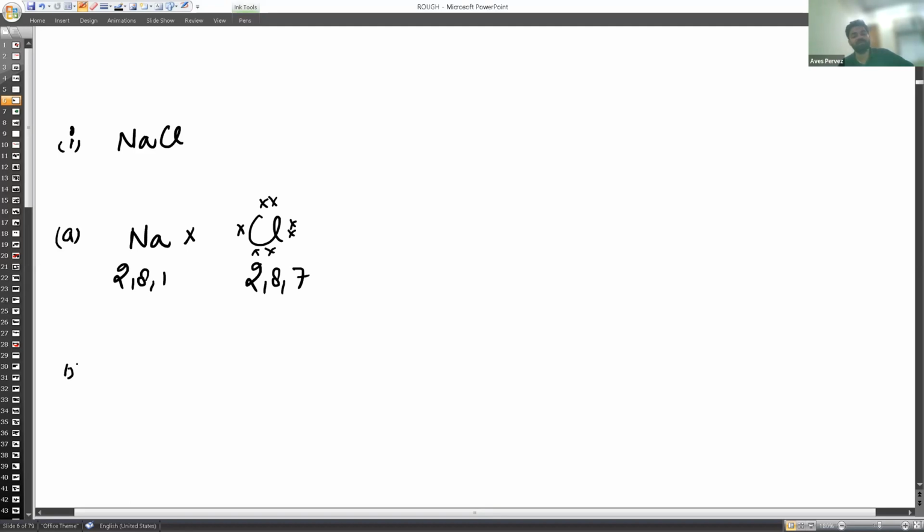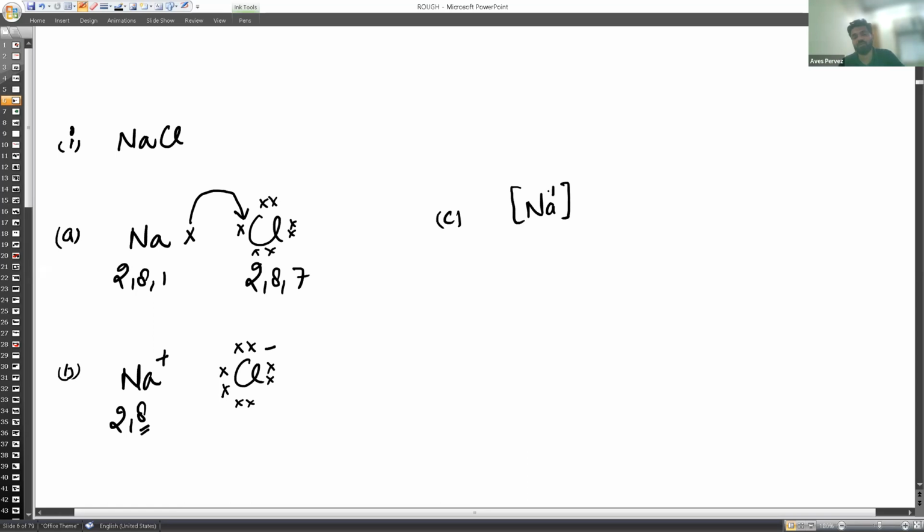In the second step, we represent the donation of the electron, because sodium is going to donate 1 electron to chlorine so that it becomes stable. After donation, it becomes Na positive with electronic configuration 2, 8. For metals, we don't represent the outermost shell electrons; only the non-metal's electrons are represented. After gaining the electron, chlorine has 8 electrons instead of 7, and it acquires a negative charge. In the third step, we write it in brackets: Na positive, and here Cl minus.